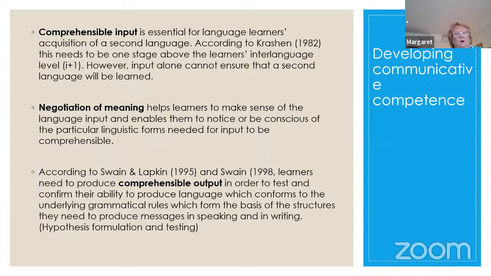Okay, so in developing communicative competence, we saw before that Savignon suggests seven principles of communicative language teaching. What do those seven principles actually mean in terms of what you do in the classroom? So it's been shown, and this goes right back to Krashen in 1982, a long time ago, that comprehensible input is absolutely necessary for learners to acquire a second or a foreign language. So if the input is beyond the learner's level, both in terms of vocabulary and grammar, they're not going to learn the language. But input alone can't ensure that a second language will be learned.